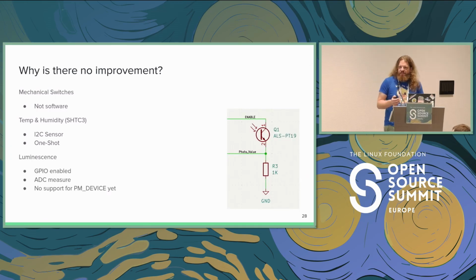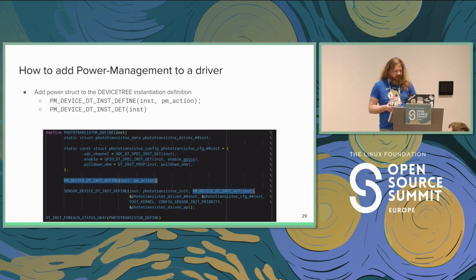We've got a luminescence sensor, an ALS PT19. I put it on a GPIO to enable it. Then it does an ADC measurement, and it doesn't have support for PM device yet. So if it doesn't have support yet, let's add it. How to add power management to the driver.